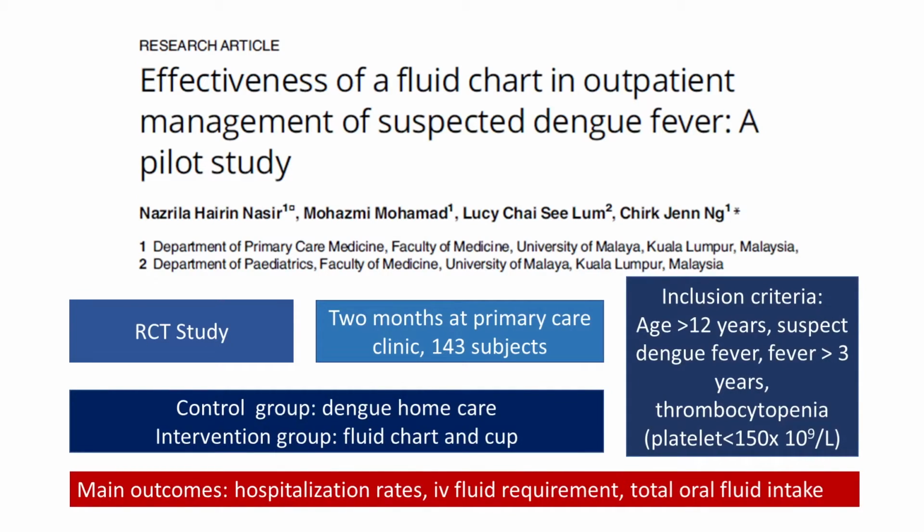And the other study, this is a pilot study from Malaysia. This study took place in primary settings. This is a randomized controlled study, over a 2 month period at a primary care clinic involving 143 subjects, where the inclusion criteria is patients older than 12 years old with suspected dengue fever and thrombocytopenia. The intervention is giving a fluid chart and also a cup, and the control group is dengue home care, with the main outcomes being hospitalization rates, IV fluid requirement, and total oral fluid intake.